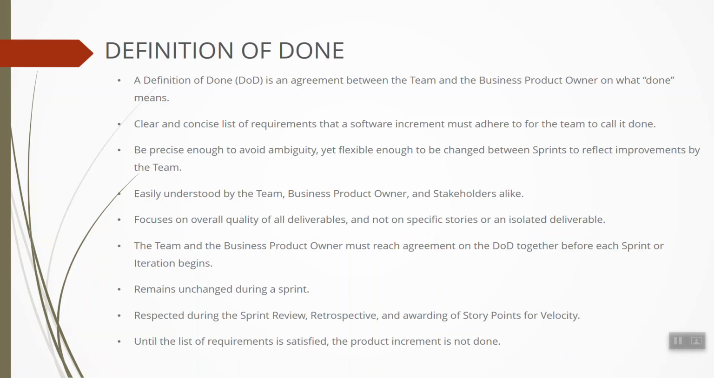So the definition should be clear. Definition of done should be a clear and concise list of requirements that a software increment must adhere to for the team to call it done. Be precise enough to avoid ambiguity, yet flexible enough to be changed between sprints to reflect improvement by the team.